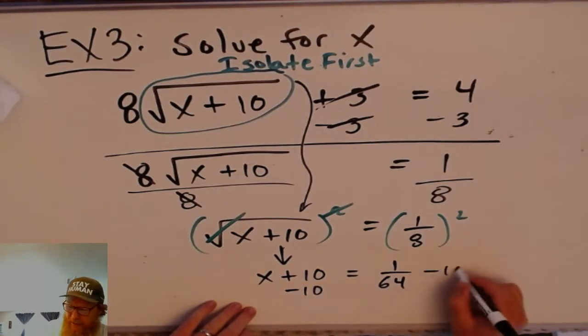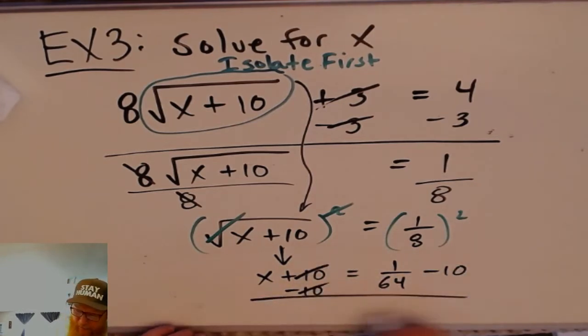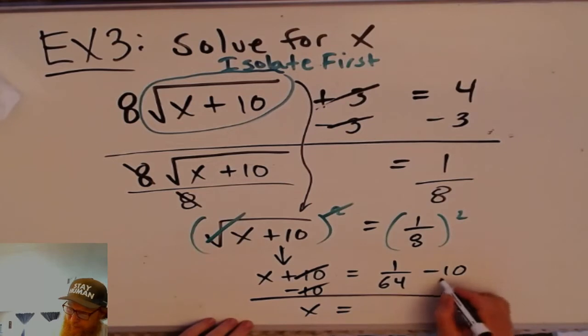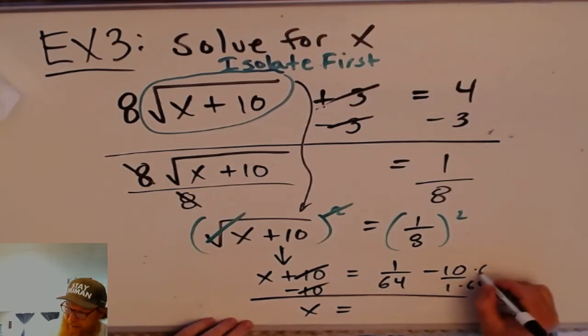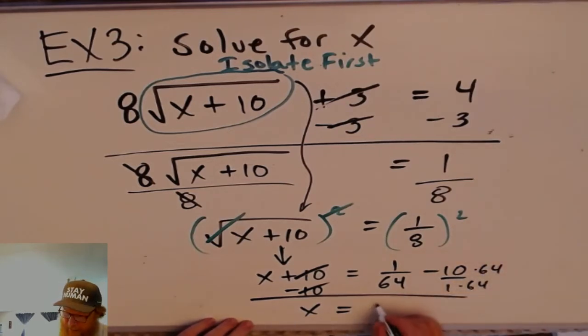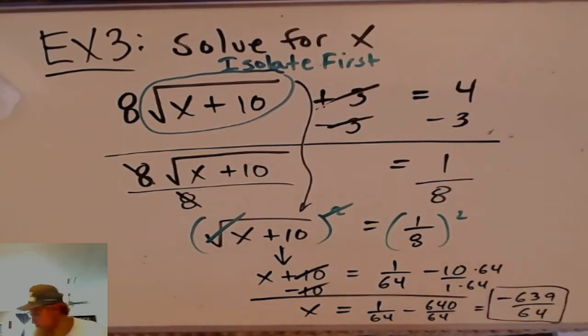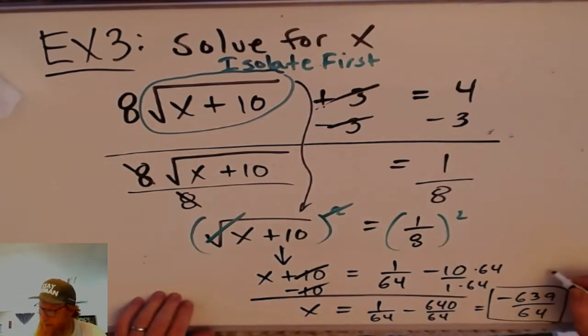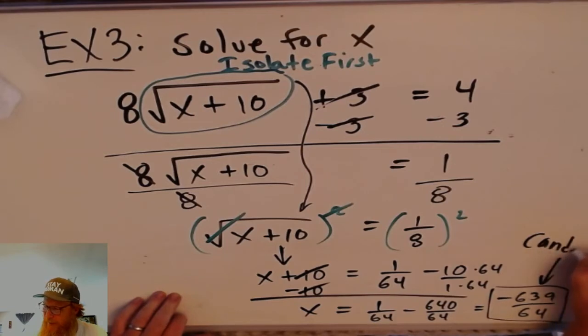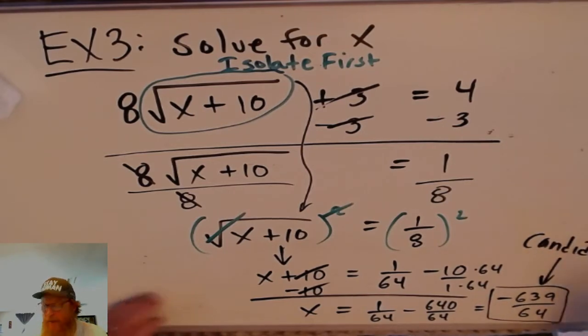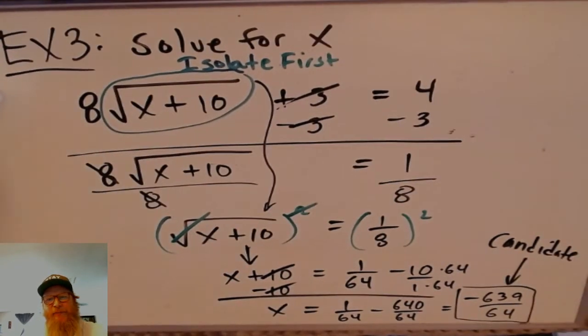Just move the 10 to the other side. I'm going to multiply by 64 to get an LCD, and I'm going to get negative 639/64. And you know what sucks about this is not even the solution. This is just the candidate.